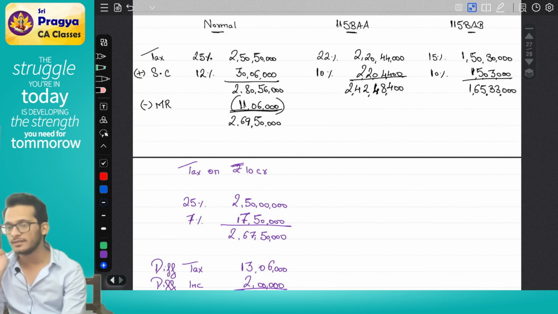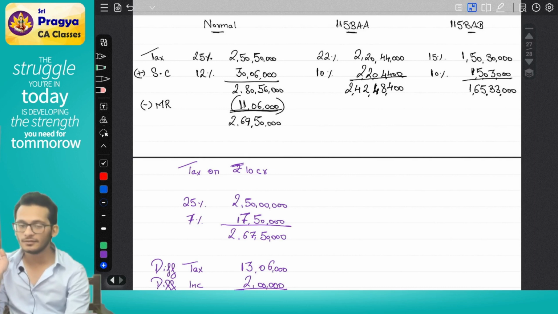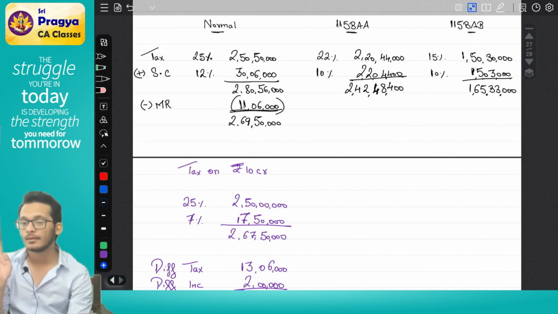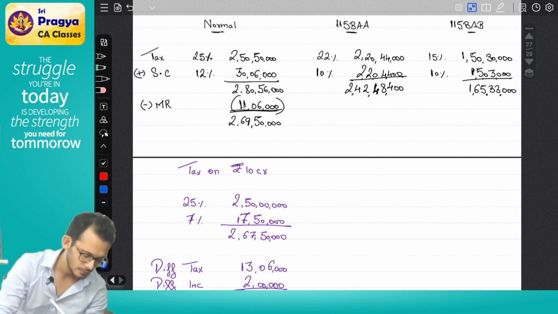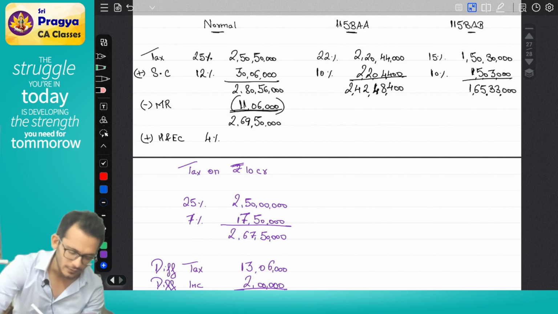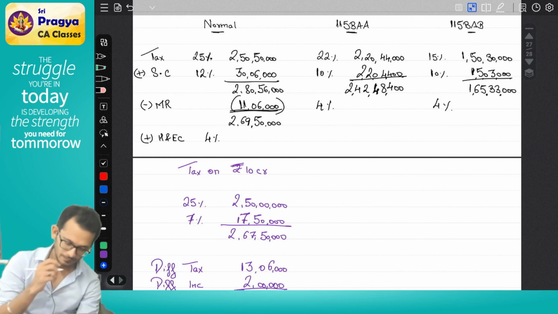Now do you have the final numbers? No, because you need to add cess. Add cess. Health and education cess at the rate of 4%. On the right side, the number is 4%. Get me the numbers.